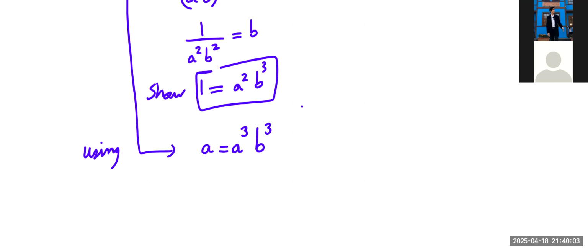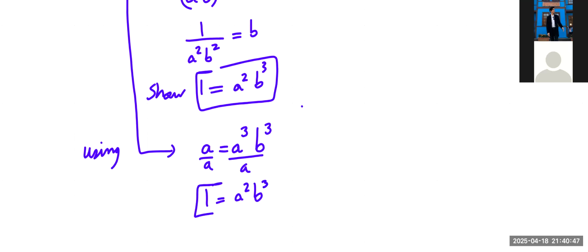So I want a 1 over here, and I want an a squared over here, essentially. Can I divide both sides by something to make that happen? Oh, you can divide it by a. Exactly. If I divide both sides by a, it will automatically prove it: since a is equal to a cubed b cubed, 1 must also be equal to a squared b cubed, which is very obvious actually.